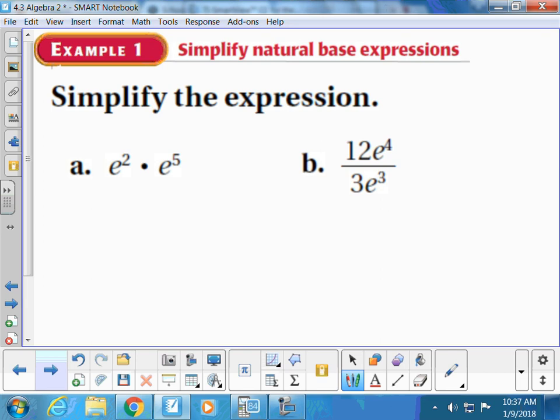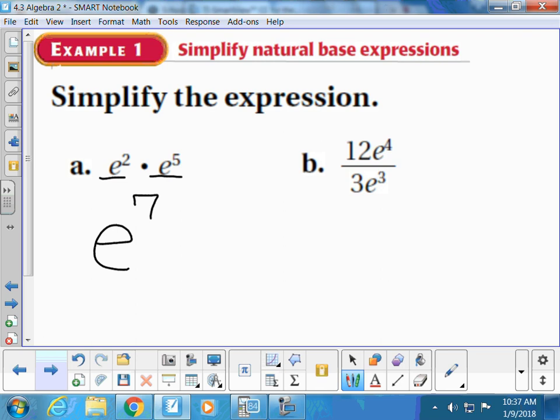Do you remember what to do when you have two variables? We're going to treat e as though it's a variable, even though it's the number 2.72. What can I do when I have two separate bases that both have exponents? Spencer? You can add them. So this would be e to the what? Good.